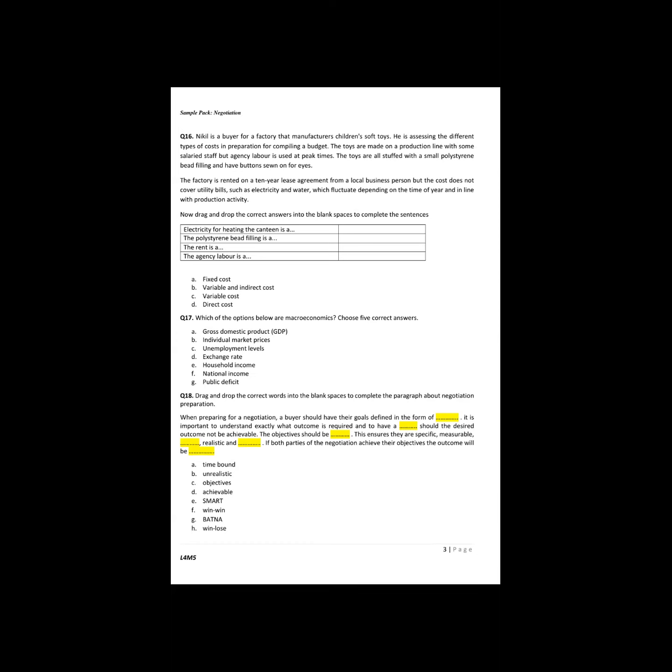Okay, so we can move on. So what are the macroeconomic factors here? Question 17. GDP, exchange rate, growth, unemployment, national income, public deficit, public debt. Yeah, right. This is 17.